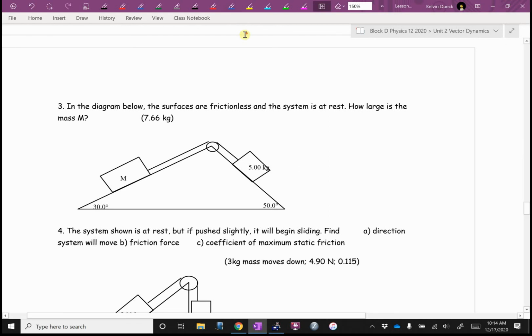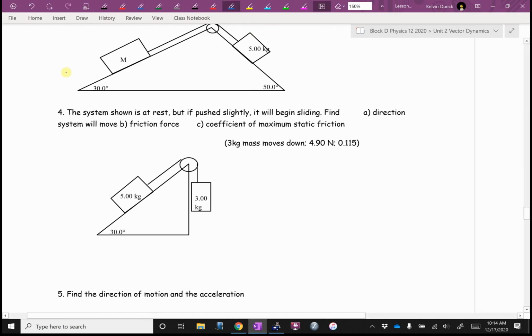3, that's a chunk. I'm going to skip 3. Four is good. So it's at rest, but if pushed slightly, it'll start to slide. In other words, it's not accelerating. It almost wants to. It's just ready to go. Find which way it's going to move, and then figure out how big the friction force has to be, and find mu. If it's not moving, what's A?